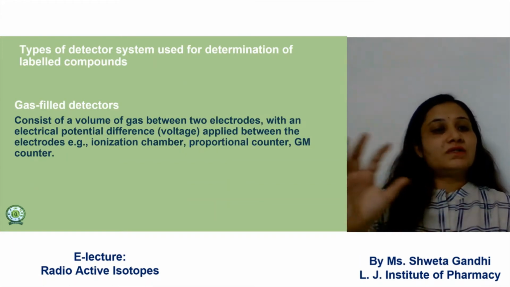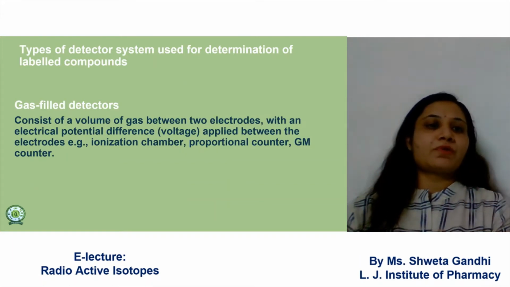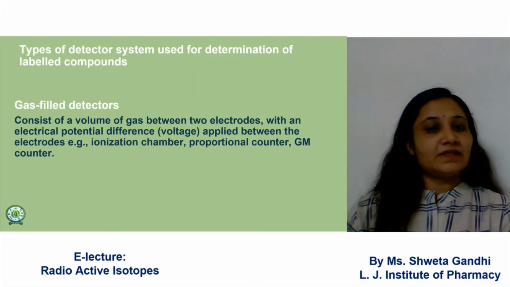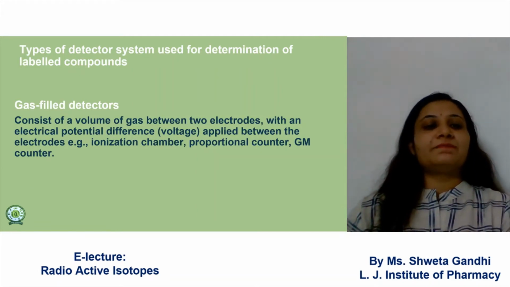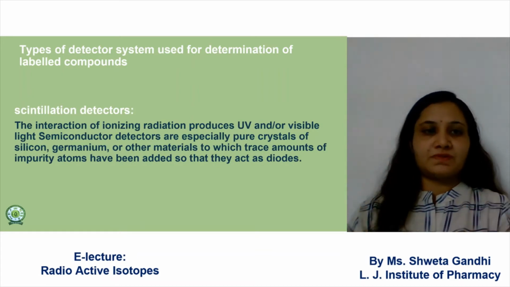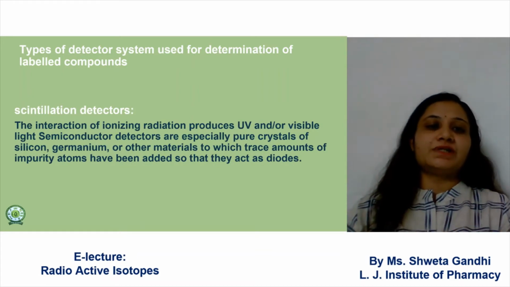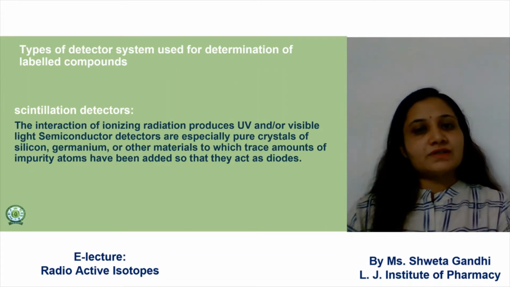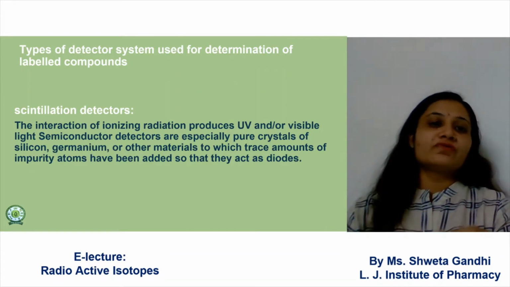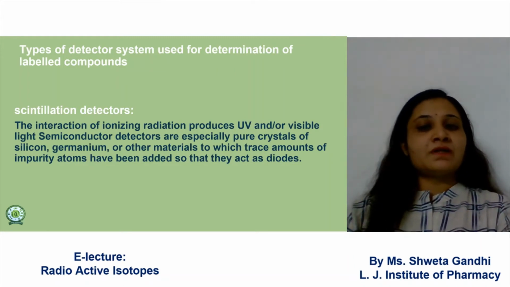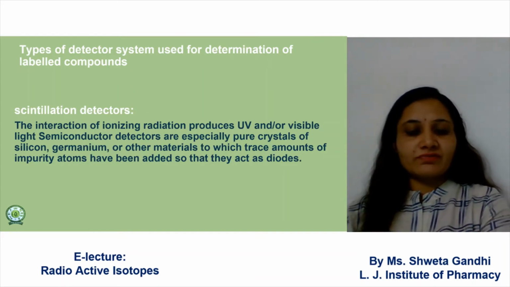So first, let's discuss the detectors. The most important is the gas-filled detector. It consists of a volume of gas between electrodes. The main principle behind this is the potential difference. Geiger-Muller counters are based on this principle. Next is the scintillation detector. In a scintillation detector, the interaction with ionizing radiation produces UV or visible light. Pure crystals of silicon and germanium are used in trace amounts.